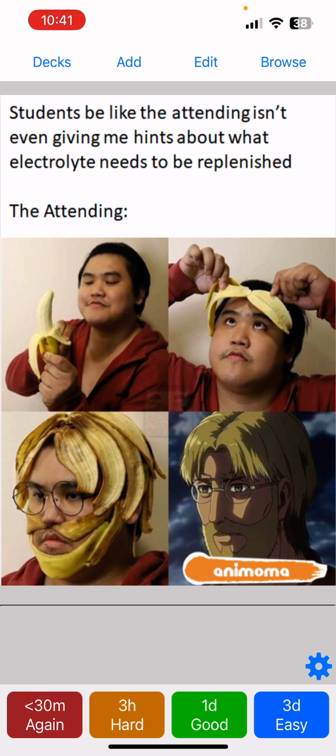Students be like, the attending isn't even giving me hints about what electrolytes. Students be like, hold on, let me read it. I just got it, but let me read. Students be like, the attending isn't giving me hints about what electrolyte needs to be replenished. The attending literally puts a banana in his head to the point where it looks like Zeke.